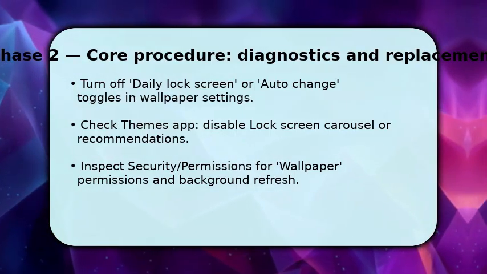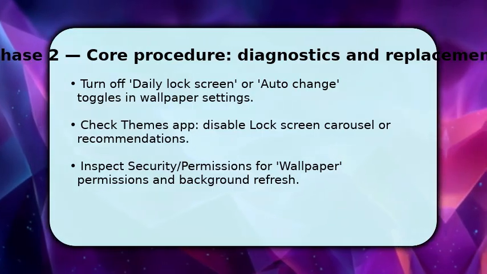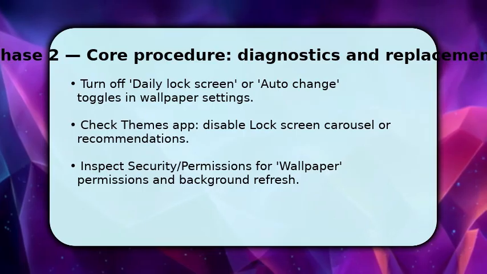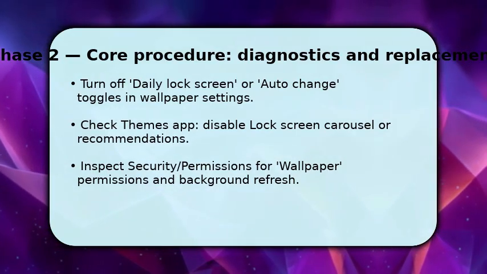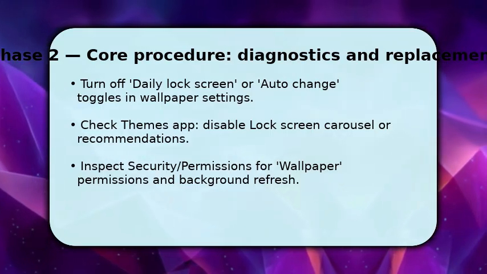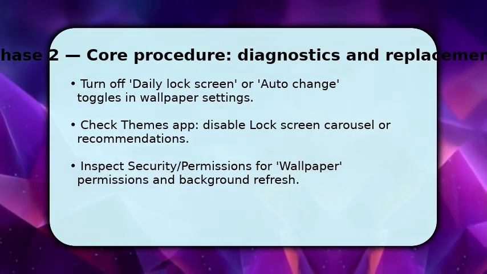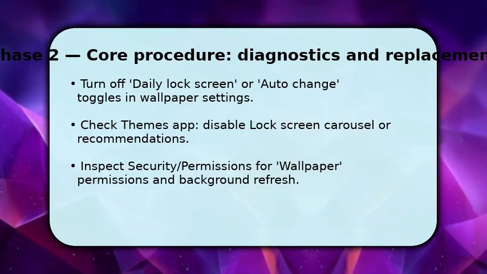Next, open the Themes app and disable the lock screen carousel, recommendations, and any cloud sync that replaces images. Also inspect security or permissions, revoke wallpaper or background refresh access for apps that push images. Once these are off, the phone won't fetch new pictures.